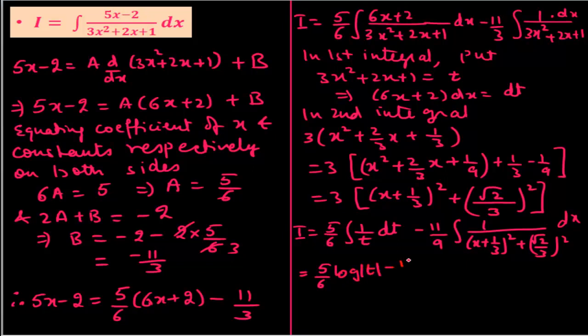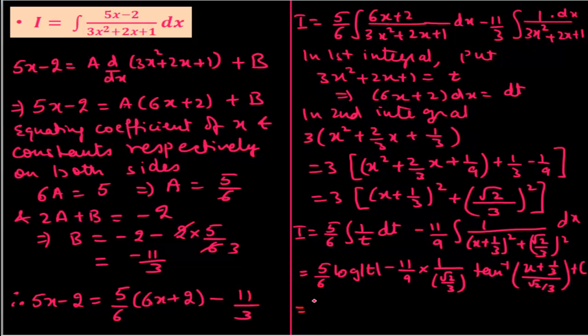Later part is in the form 1 over x square plus a square. So according to the formula, its integral is 1 over a. What is a here? Root 2 over 3. And then tan inverse x over a. So x plus 1 over 3 will get divided by root 2 by 3, plus constant of integration.